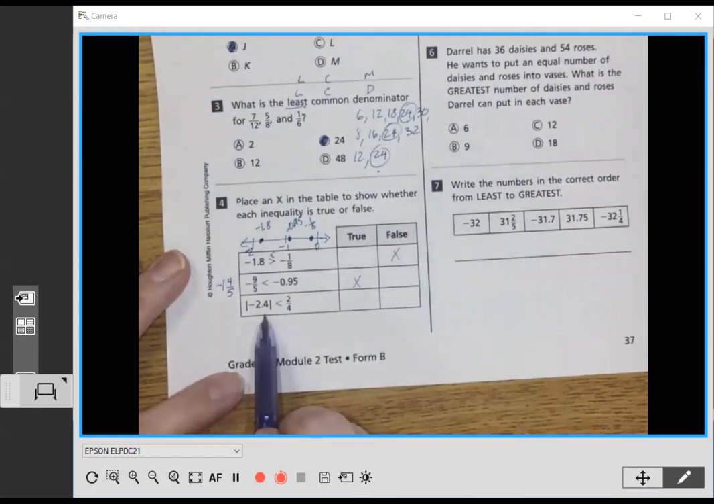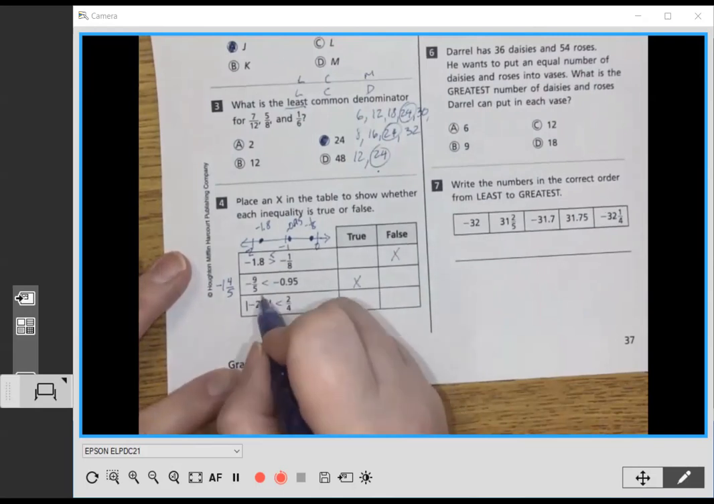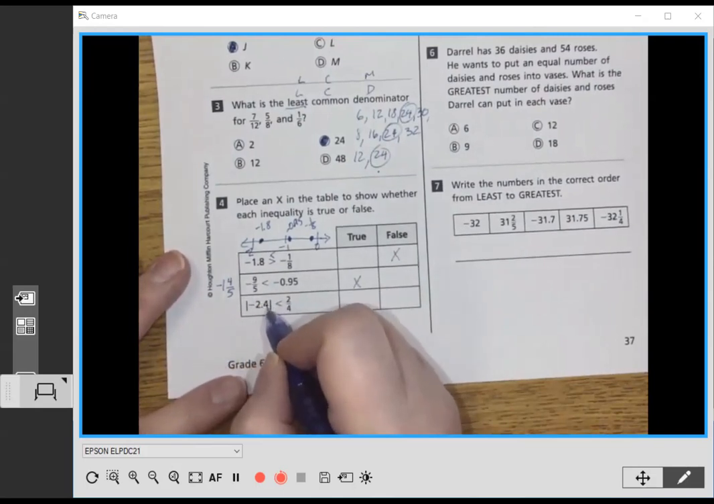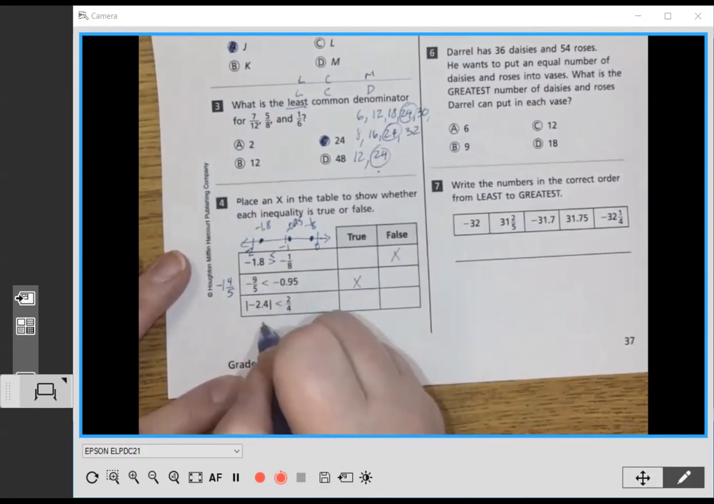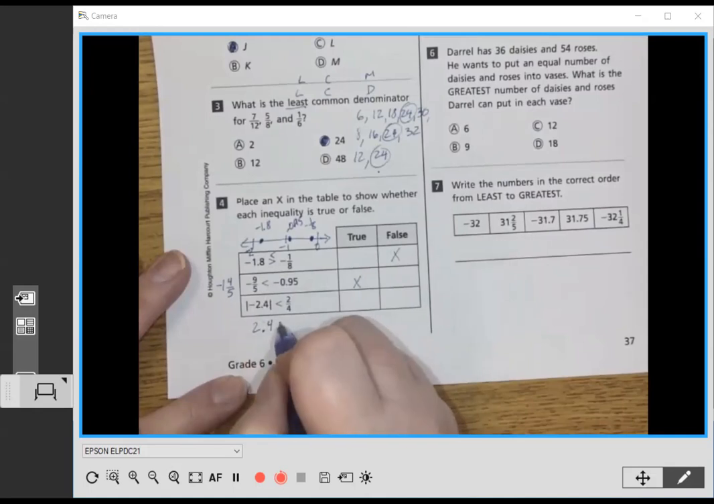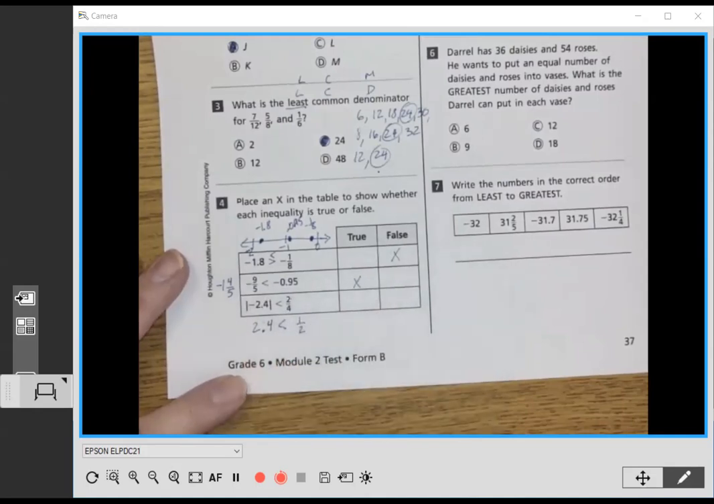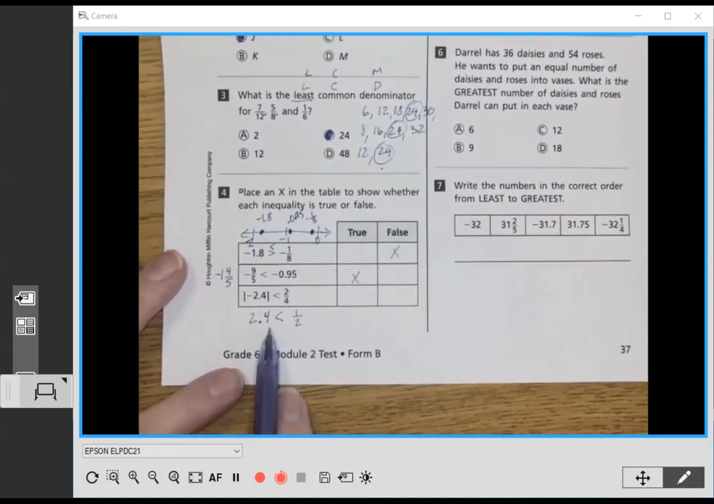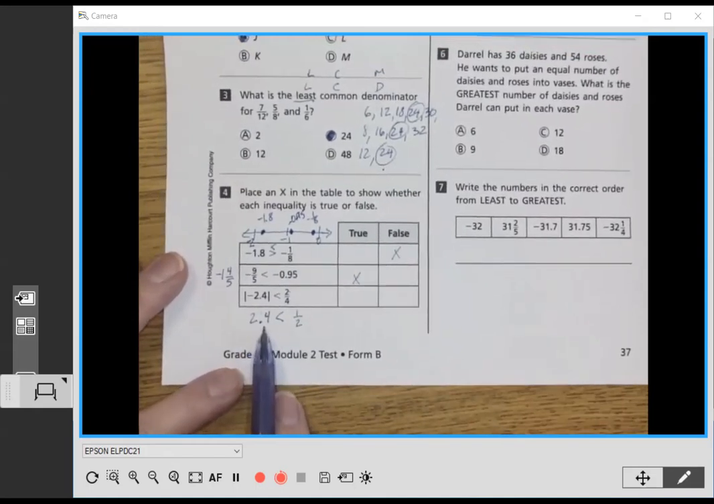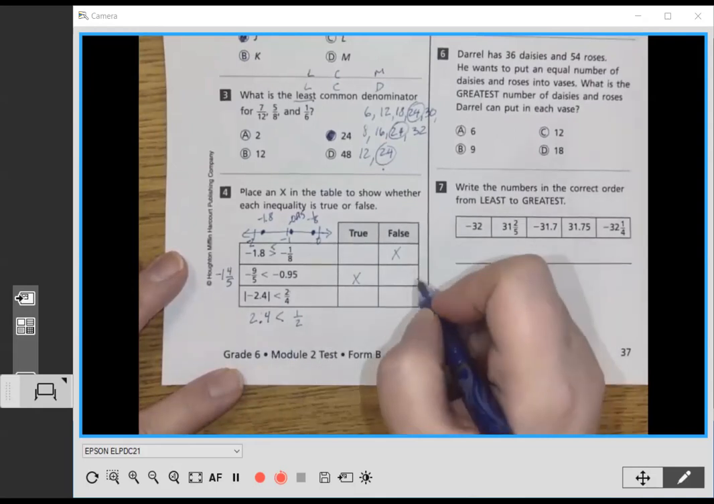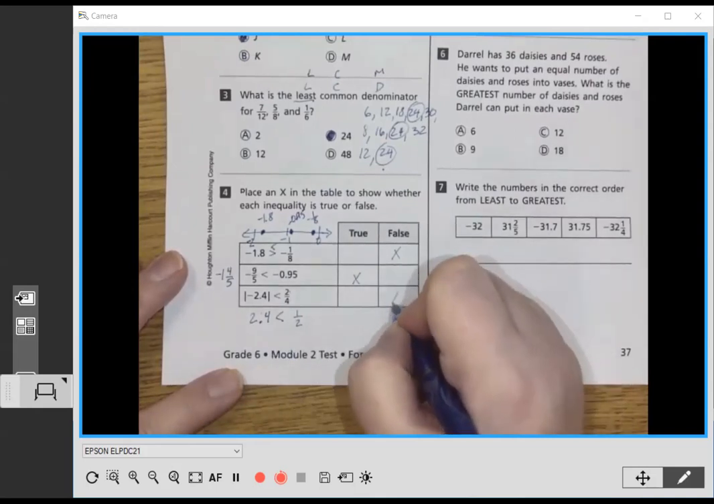Next, we have the absolute value of negative 2.4 is less than 2/4. Well, the absolute value means how far a number is from 0. So the absolute value of negative 2.4 is 2.4. So is 2.4 less than 2/4, which we'll simplify to 1/2? No, it's not. This is a number that's greater than 2, and this is a number that's less than 1. So this is false. 2 4/10 is greater than 1/2. So this is false.